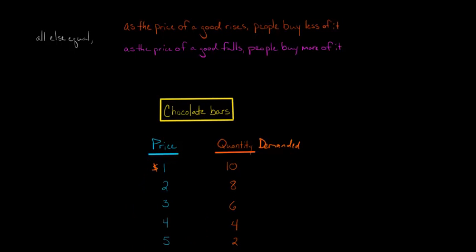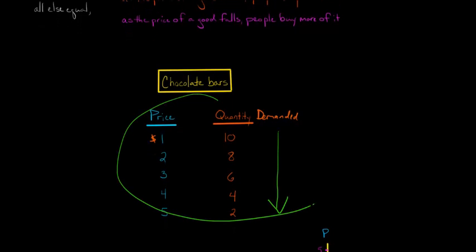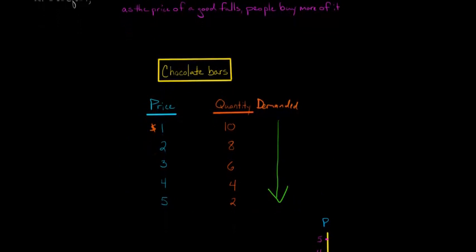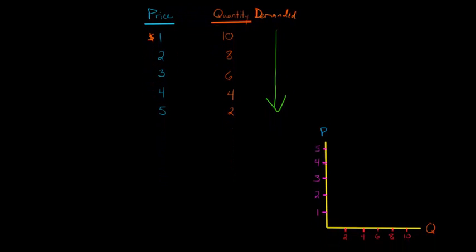What we're going to see is that the quantity that you demand is going to go down as the price increases. As the price goes from $1 to $2 all the way up to $5, at $5 you say, look, I really like chocolate bars, but for $5 a piece, I really would only get 2 of them. Now that we have this demand schedule, we can create a graph that would show your demand, right?